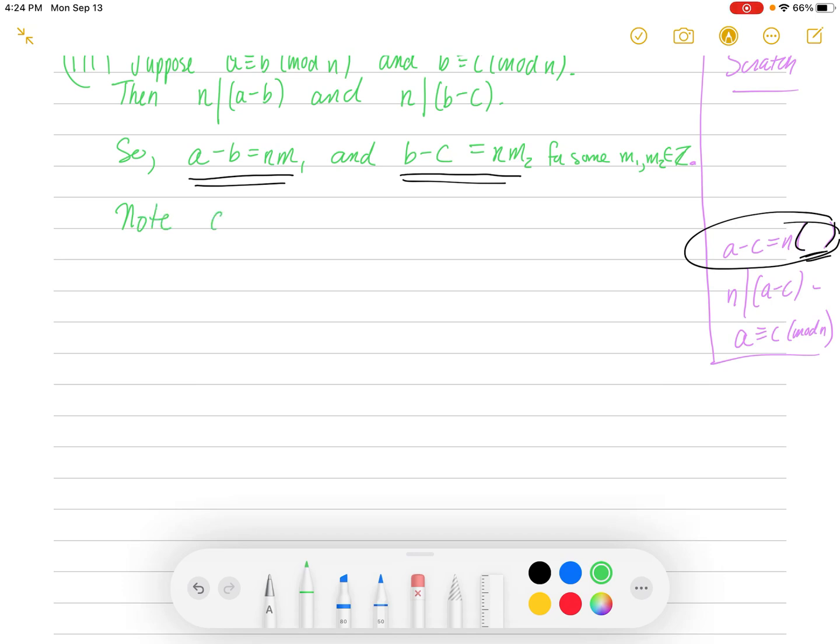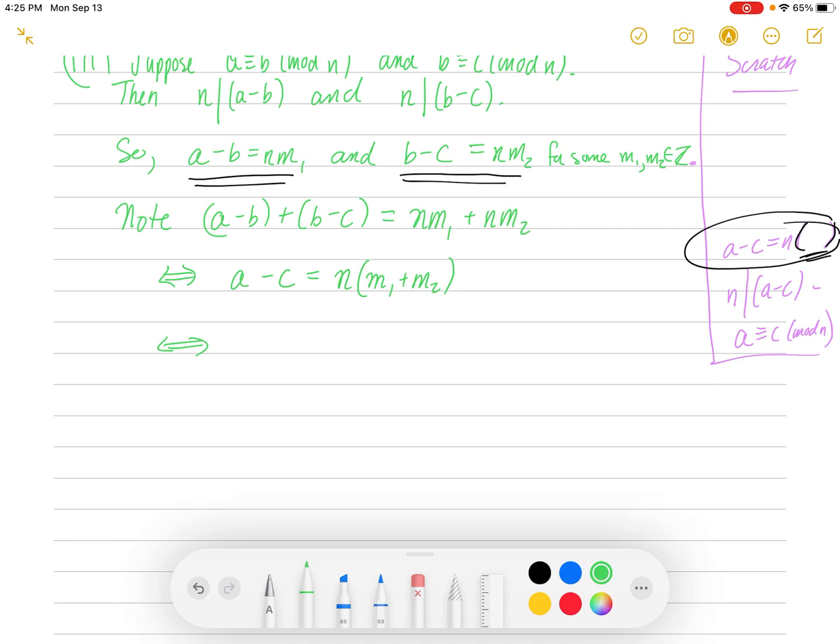So let's note, if I add the two equations, A minus B on the left side plus B minus C, that's the left sides. I'm adding the left sides. On the right sides, I'm going to get n m1 plus n m2. And the b's will cancel, right? You have a minus b and a plus b, so we'll just have A minus C equals. On the right side, you have n's in common, so we can factor out an n and get n times, in parentheses, m1 plus m2.